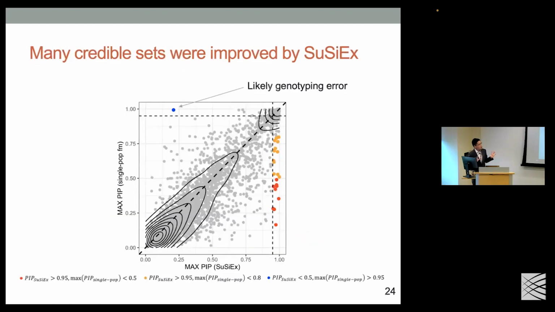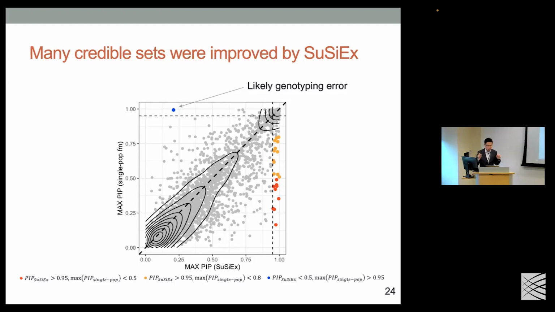Then we align the suSIEx credible sites with the single population identified credible sites. The x-axis shows the maximum PIP for suSIEx, and the y-axis is the maximum PIP for the 3 single population fine-mappings. We observed most of the credible sites were improved by suSIEx. And we do find some credible sites with great PIP loss. But digging further into these causal variants, we found this candidate region might have some genotyping errors.